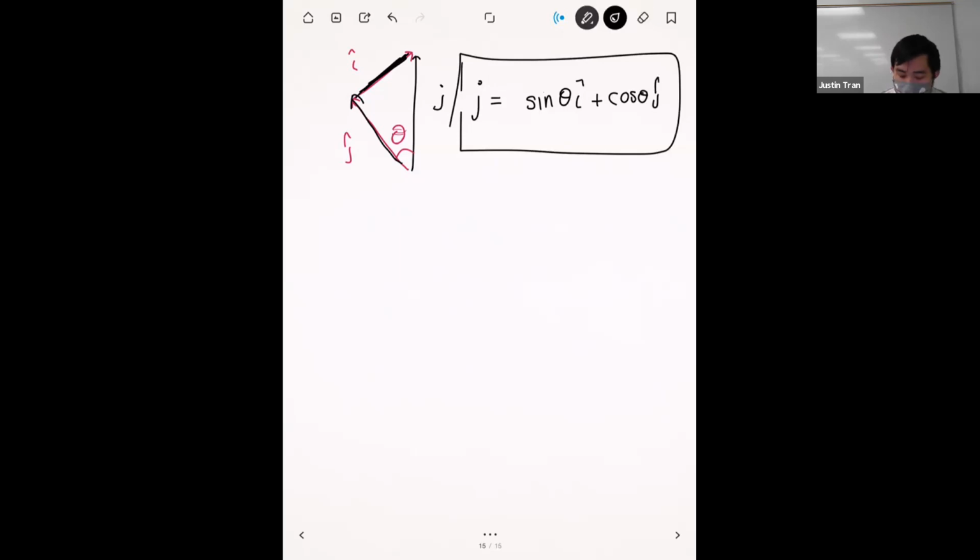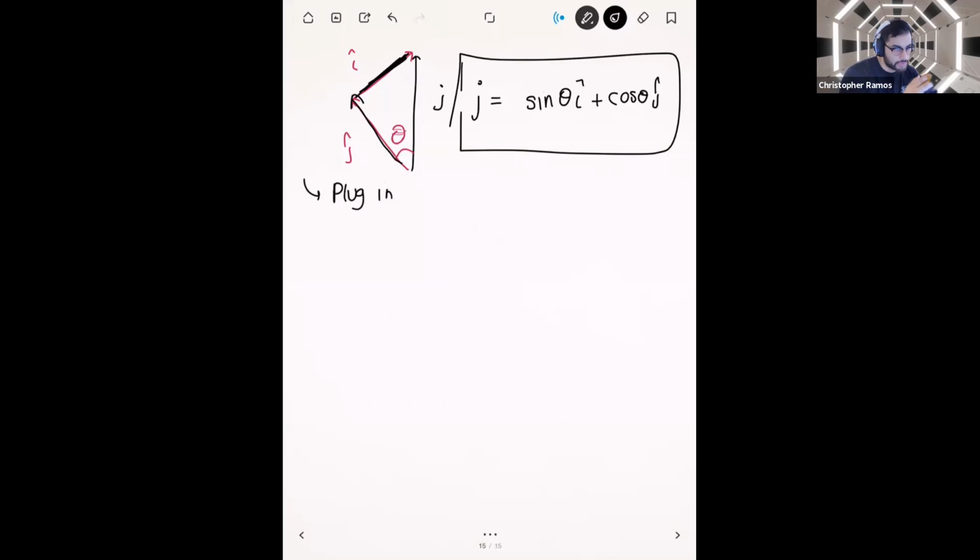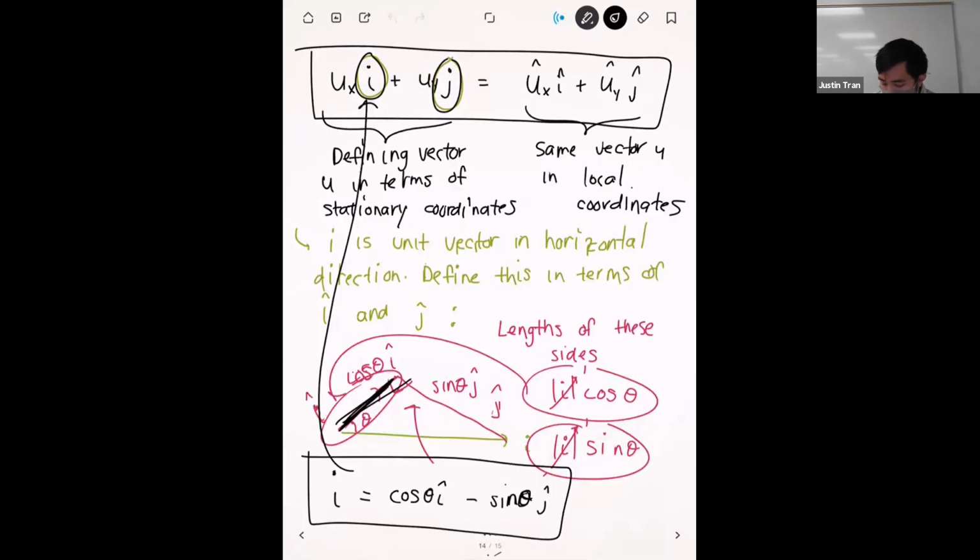It's positive because it's going up and to the left, which is in the positive j hat direction. When is it negative? So for the cosine, if it's going up and to the left. For the j hat one, we're in the negative direction if we're going down and to the right, right?